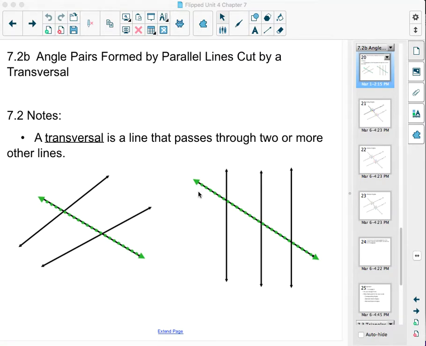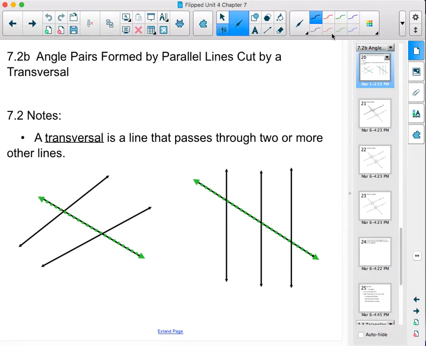This is our Chapter 7, Lesson 2B. So this is really not a part of our textbook, but it's something that we have to learn about, and it fits in really well with Lesson 2. This is called angle pairs formed by parallel lines cut by a transversal. That's a pretty intense name, but it's not too intense of a lesson.